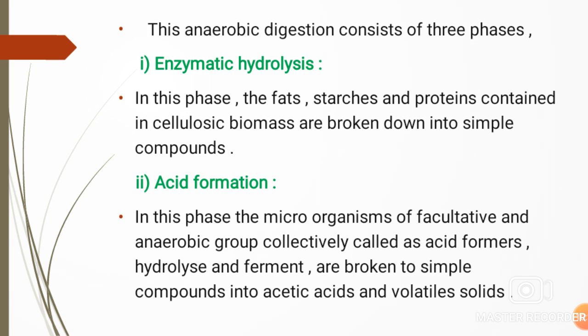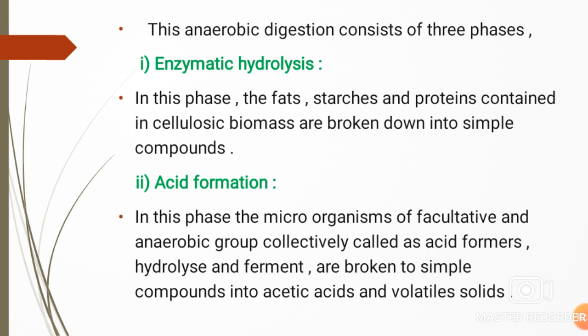In a biogas plant, the pH value and the acid formation process are very important, and this process takes place with the help of acid formers. That is, microorganisms of facultative and anaerobic group. These microorganisms are called acid formers, and these acid formers hydrolyze and ferment the biomass and break it down into simple forms of compounds such as acetic acid and volatile solids.